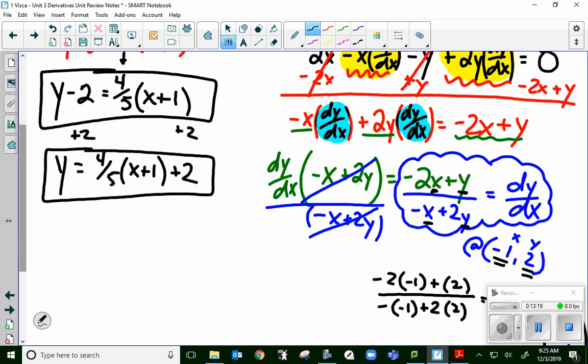Okay, what if they said give me y equals mx plus b? Well, I can just distribute my 4/5 and then add 2. I can do that. I'm not going to. Okay, but I could do that and you'd be fine. Let's do it.